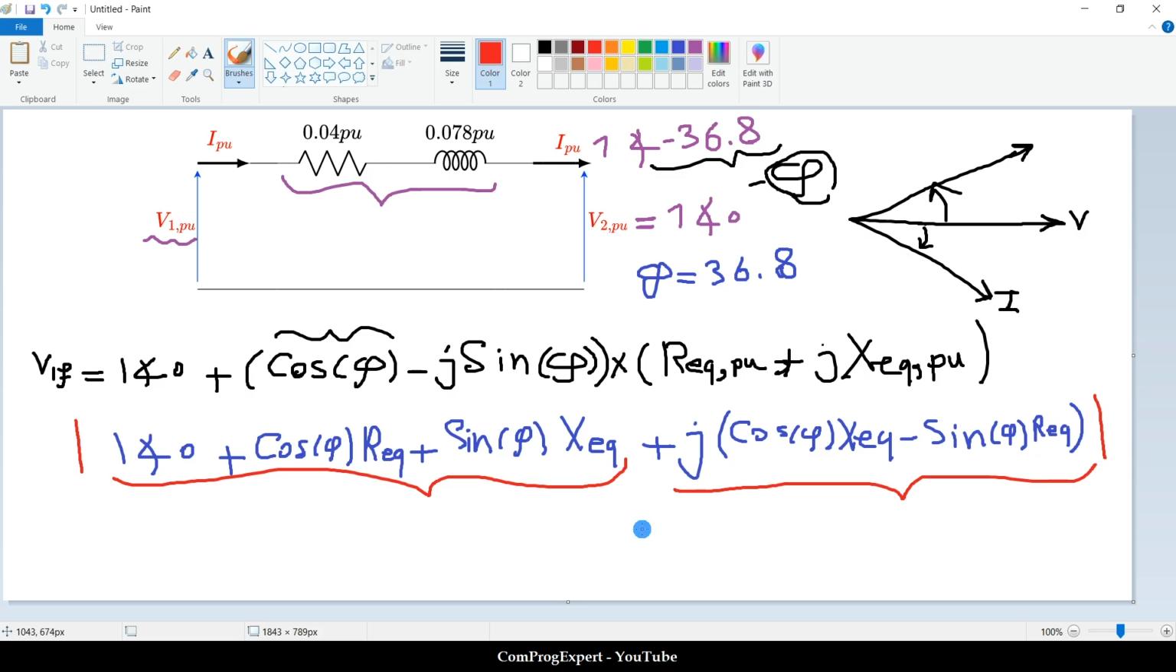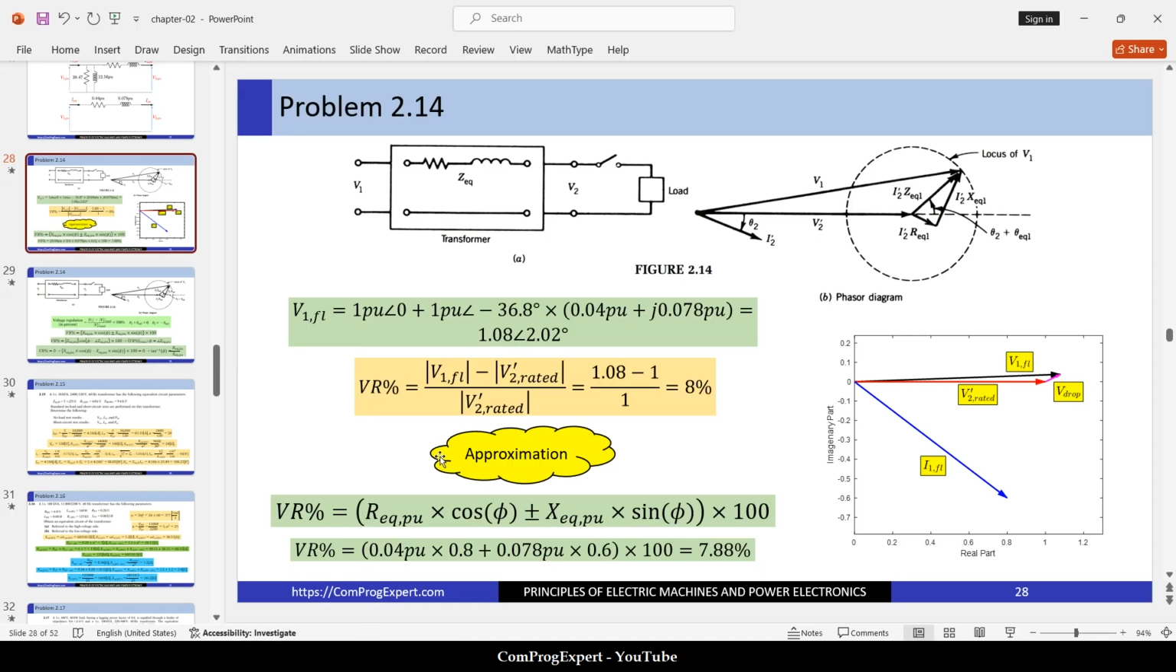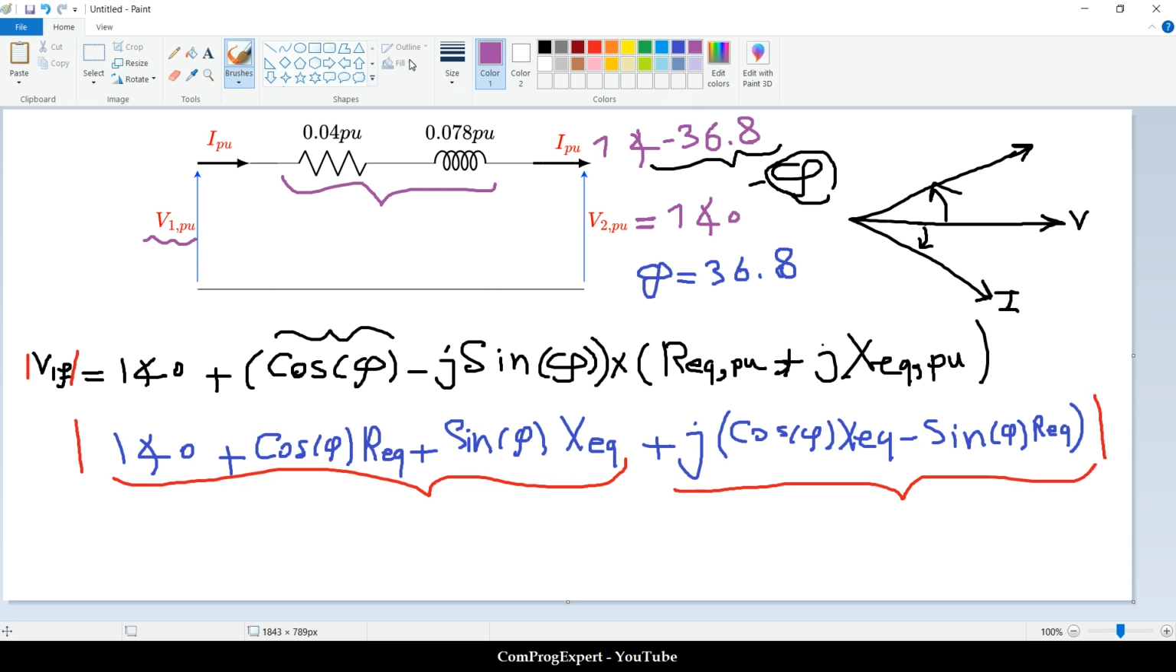But because the values of the R equivalent per unit and X equivalent per unit, you can check these numbers, are very low, in this case, if we neglect the imaginary part, simply the amplitude of V1 for the full load will be equal to this one. And considering this fraction, you can calculate the voltage regulation. The voltage regulation simply is this term, this one.